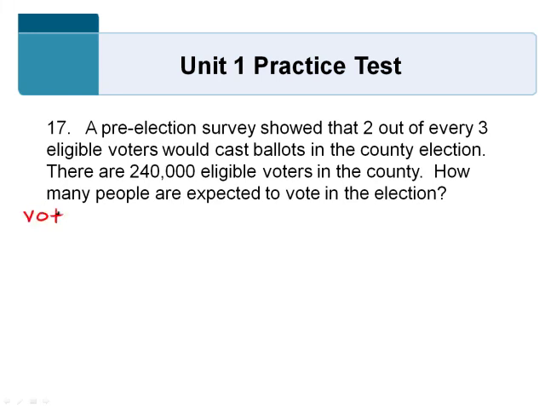What they're showing you at first is 2 that are expected to vote, that actually voted, out of 3 that are eligible. So they're expecting 2 to vote out of every 3 that are eligible. Now, it says there are 240,000 eligible voters in the county. How many people do they think are going to actually vote?